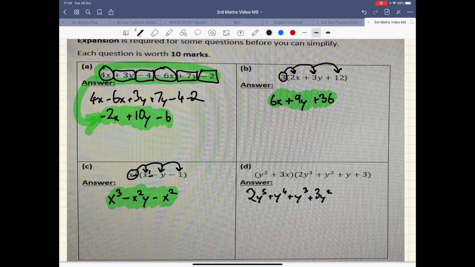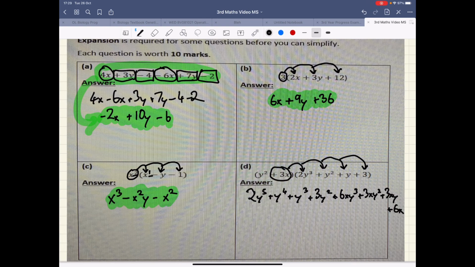Now we're focusing on the 3x. So 3x multiplied by this is going to be plus 6xy to the power of 4. Nope, that's incorrect. Let me try that again. So that is 6xy cubed. All right, 6xy cubed. Then 3x multiplied by y squared is going to be 3xy squared. Then multiplying by y, you get plus 3xy. Multiplying by 3, you get 6x. I'm just going to add that down here, 6x.